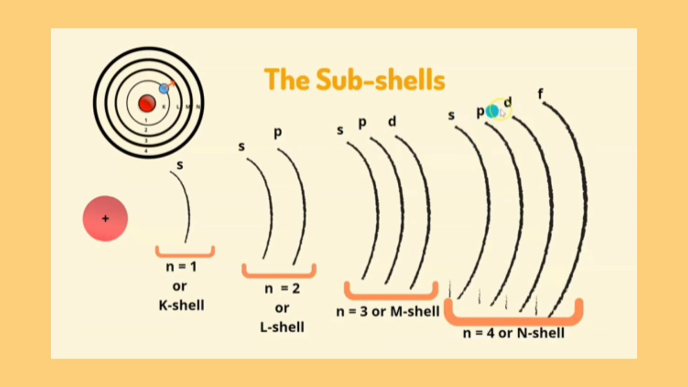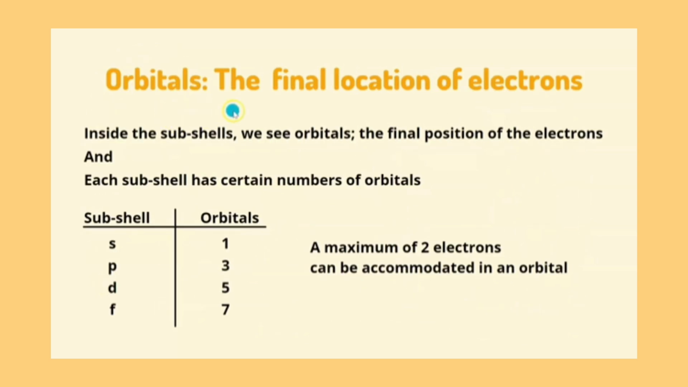I hope in this picture it is very clear that in an atom you have subshells in shells. I hope you understood shells and subshells. The last thing we are going to learn here is about orbitals, the final location of electrons. Within subshells, we have orbitals, which are the final position of the electron. Each subshell has a certain number of orbitals, as you can see here in the tabular form of subshells and orbitals.